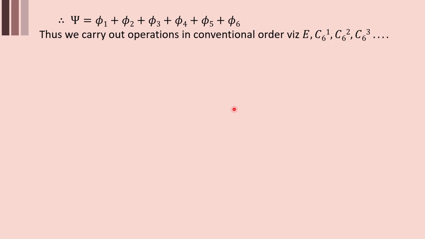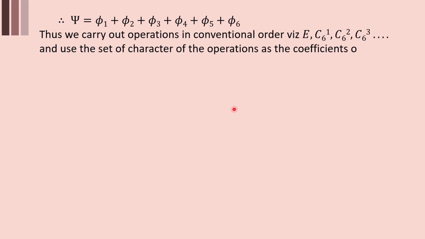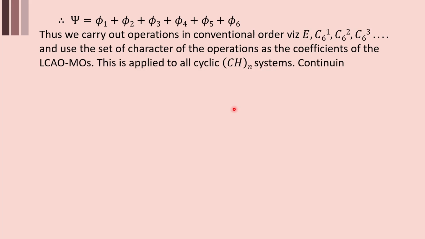So your equation comes out something like this: phi 1 plus phi 2 plus phi 3 plus phi 4 plus phi 5 plus phi 6. We can similarly carry out more projections on various symmetry species like A, B, E, etc., and we can develop more equations. So we use the set of characters of the operations to obtain the coefficients of the LCAO above. This is applied to all cyclic or carbocyclic systems with this procedure. We get these 6 wave functions.